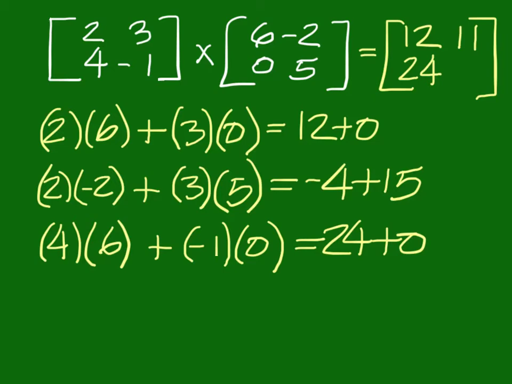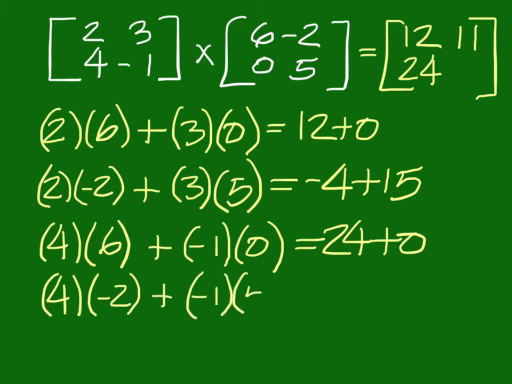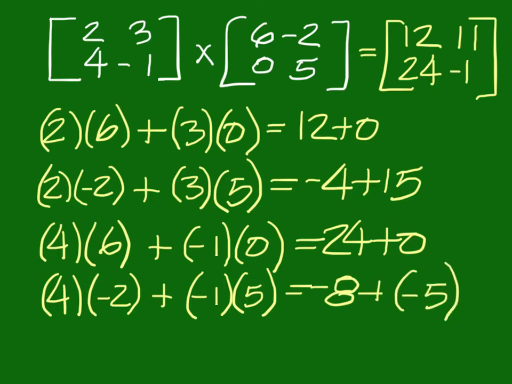Alright, so we'll go with this one to finish off, this row and this column. That should be 4 times negative 2 plus negative 1 times 5. Negative 8 plus a negative 5 is a negative 13.